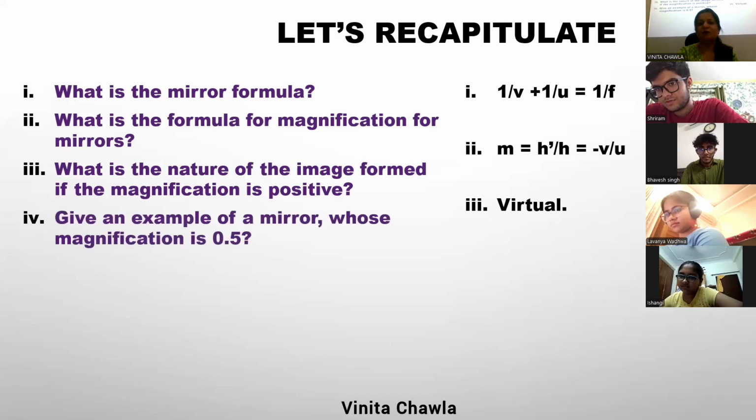Give an example of mirror whose magnification is 0.5. मैम ये 1 से कम है ना, तो रियल एंड इन्वर्टेड देगा. See, 0.5 nothing is written means it is positive, no? हाँ. So what kind of mirror is this?